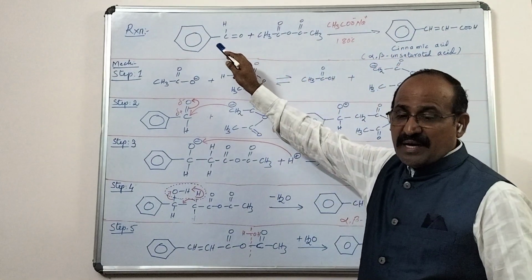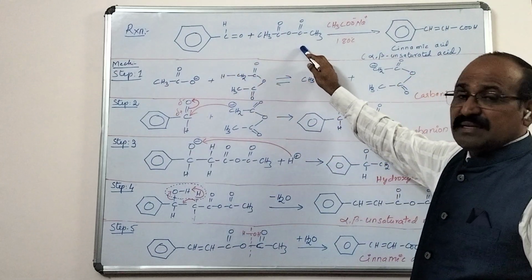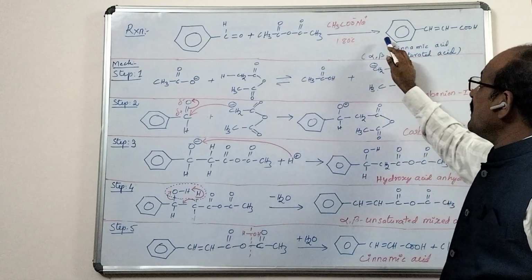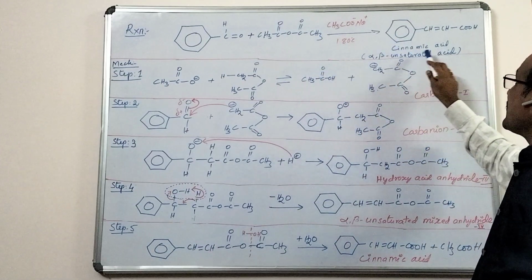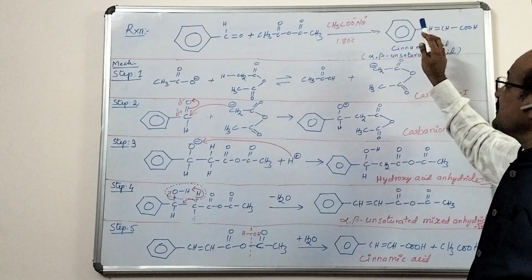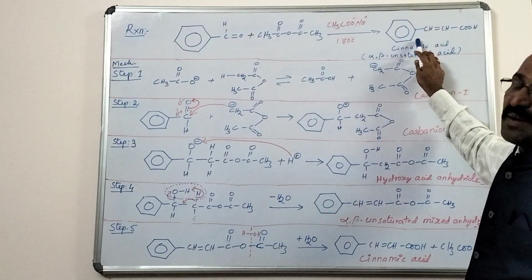When aromatic aldehyde is heated with anhydride of aliphatic acid in the presence of sodium salt of the same acid, it produces alpha beta unsaturated acid, which can also be called as cinnamic acid. Correction, it's not benzoic acid, it is succinic acid.